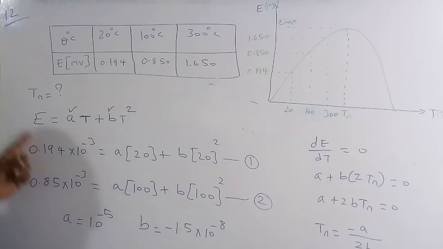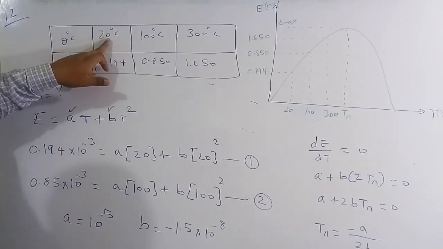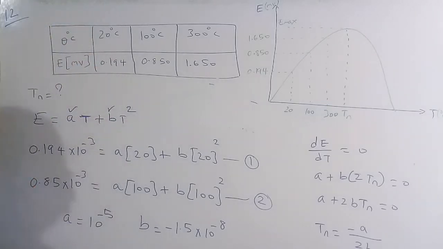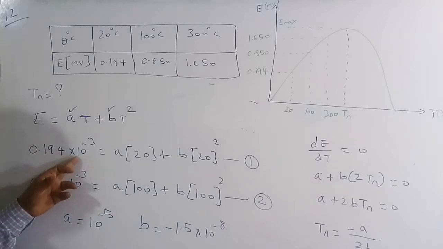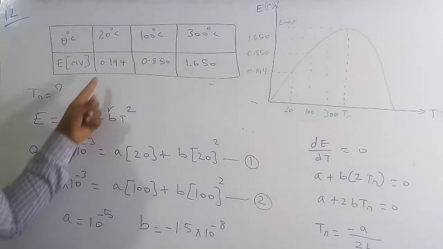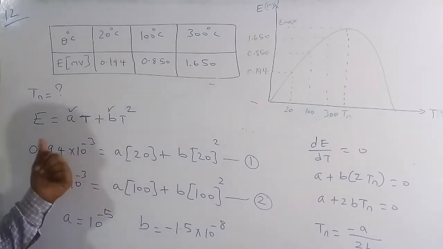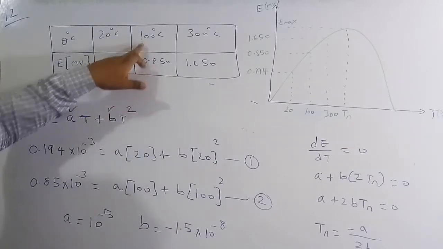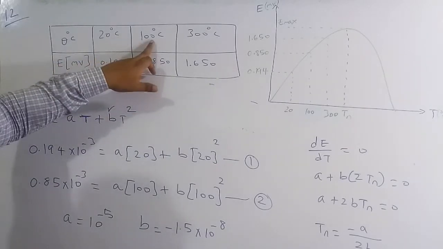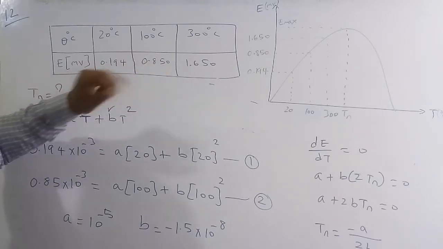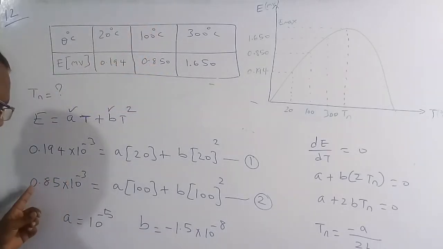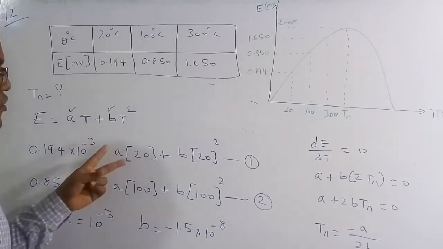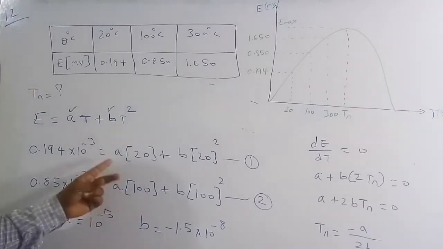At 20 degree centigrade the EMF induced is 0.194 millivolt, so I am going to substitute this data into the equation. EMF is equal to 0.194 into 10 to the power of minus 3 volt, with 20 degree centigrade in place of temperature. Let me call this equation 1. For equation 2, I take the second data point: at 100 degree centigrade the EMF induced is 0.850 millivolt. Substituting these values, 0.85 into 10 to the power of minus 3 volt at a temperature of 100 degree. This is the second equation. So we have two equations with only two unknowns, A and B.